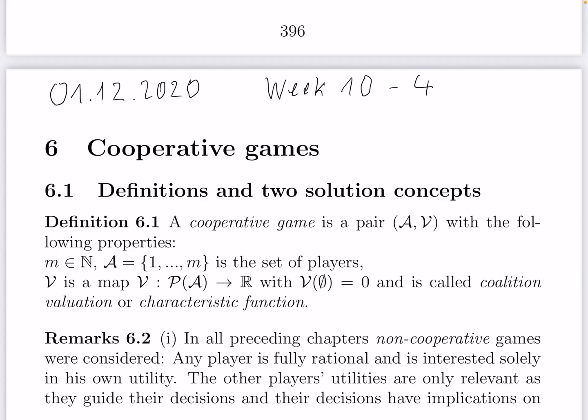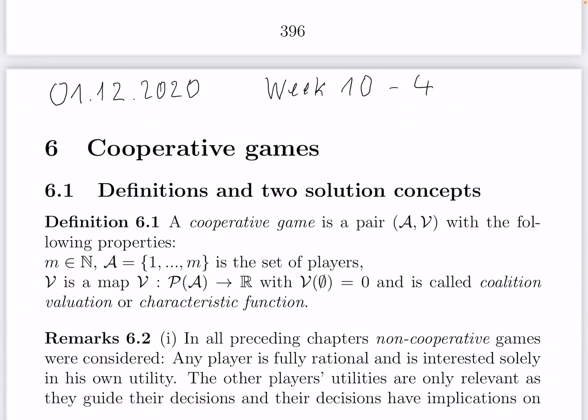Definition 6.1. A cooperative game is a pair (A, V) where A is again a set of players, the set of players 1 to m as usual, and V is a map from the power set of A, so the set of all subsets of A, to the real numbers, such that especially the value of the empty set is 0. This V is called coalition valuation or characteristic function, V for valuation. So V associates to any subset of A a real number. The subsets will then be called coalitions and these real numbers will be the coalition values.